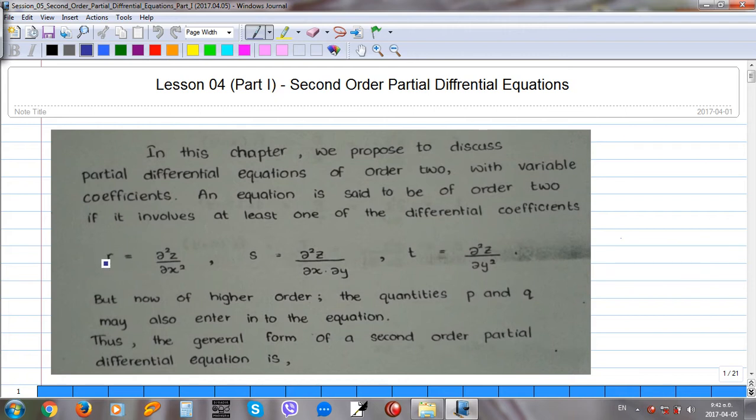If you see R in this chapter, it means second order partial derivatives. R means ∂²z over ∂x², S means ∂²z over ∂x∂y, and T means ∂²z over ∂y². So you have to remember these notations. If R is given in the problem, you can use ∂²z over ∂x², as well as S and T. You have to use these forms to solve these partial differential equations.